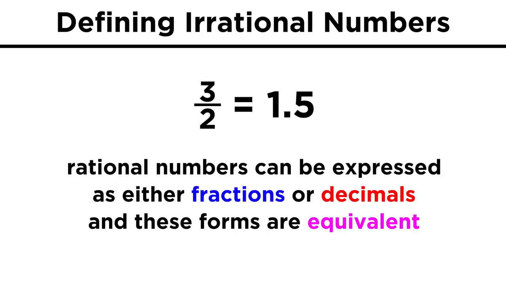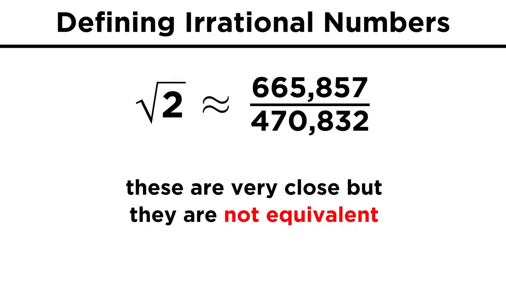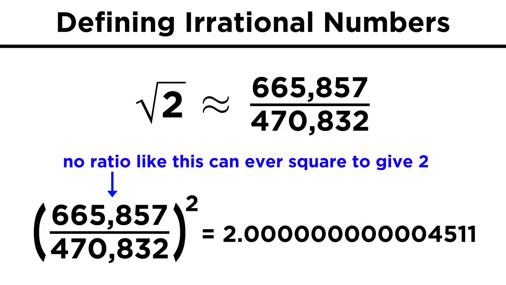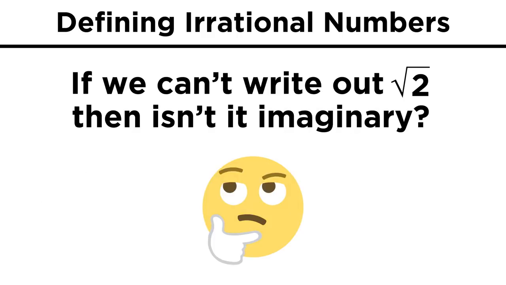3/2, or 1.5, is exactly 3 over exactly 2. If we try to approximate root 2 this way, we can get very close with something like 665,857 over 470,832. But it's not exactly right, and when we square this number, we get something just ever so slightly larger than 2. No matter how precise you try to get with this ratio, you will never quite get to the true value. Now, you might be wondering, if we can't write out this number no matter what we do, doesn't that make this number imaginary?